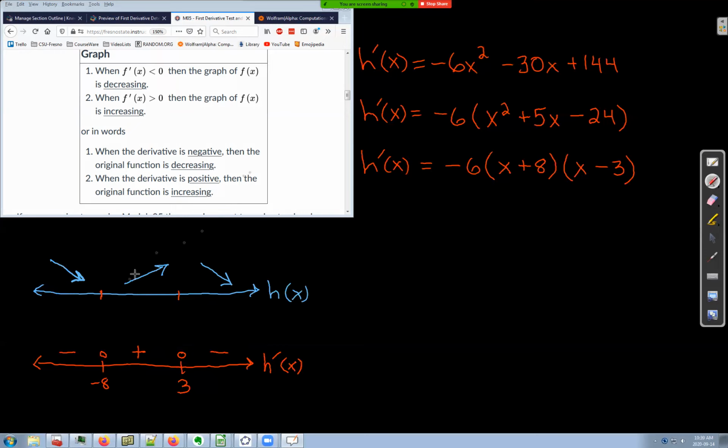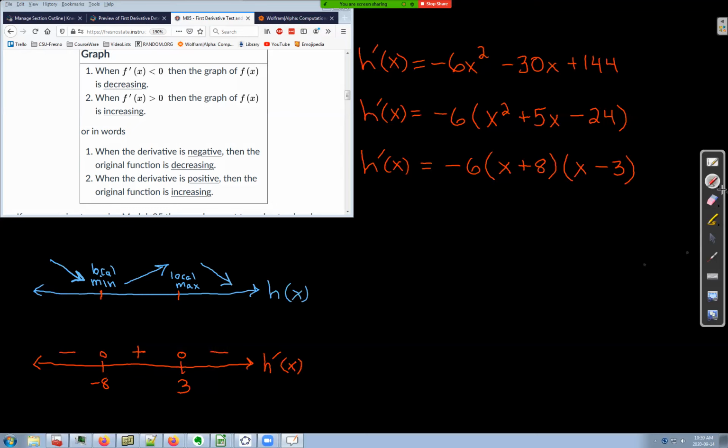If you just look at the number line, you can see that, aha, this is going to be a local minimum, because the function's going down until it gets to -8, and then it goes up. So that's a local minimum. And this is going to be a local maximum, because the function's going up and then it's going down.